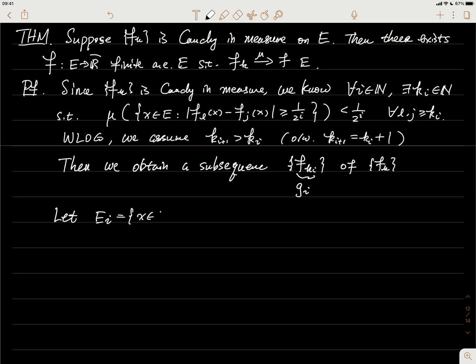I define the set E_i to be the set of points where |g_i minus g_{i+1}| is bigger than or equal to 2 to the minus i. Then we'll realize that the measure of this E_i will be less than 1 over 2 to the i. The reason is, if I write this back, this is just |f_{k_i}(x) minus f_{k_{i+1}}(x)|, where k_{i+1} is even bigger than k_i. But both are bigger than or equal to k_i. So this is k sub i, and this is k sub i plus 1. Then this set will be E_i, and this E_i has a measure less than 1 over 2 to the i.